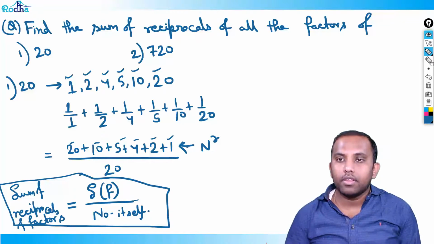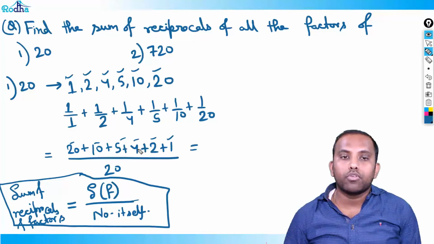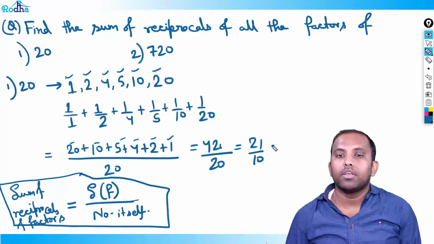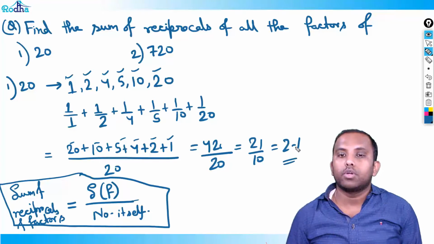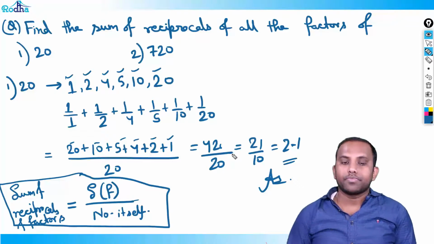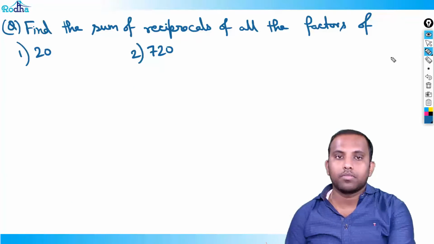So what is the answer here? In this case, the answer will be simply the sum of all the factors of 20. So 1 plus 2, 3 plus 4, 7 plus 5, 12 plus 10, 22 plus 20, 42. So 42 by 20, that is 21 by 10. So 2.1 is the answer. Correct. Okay, now for the next slide.